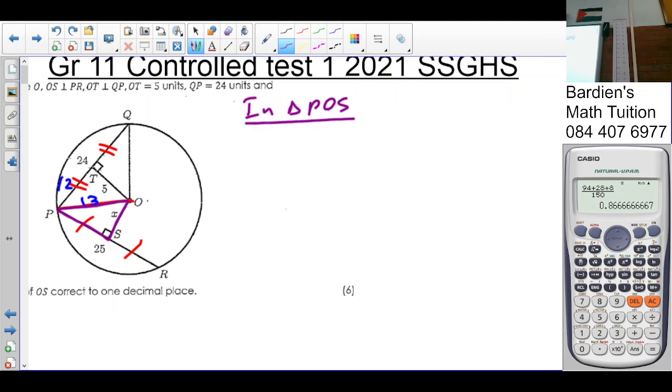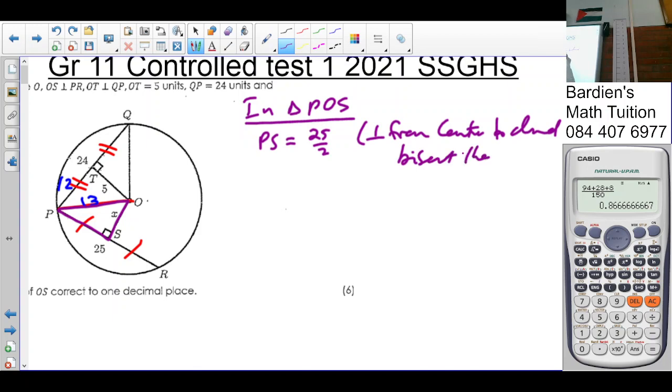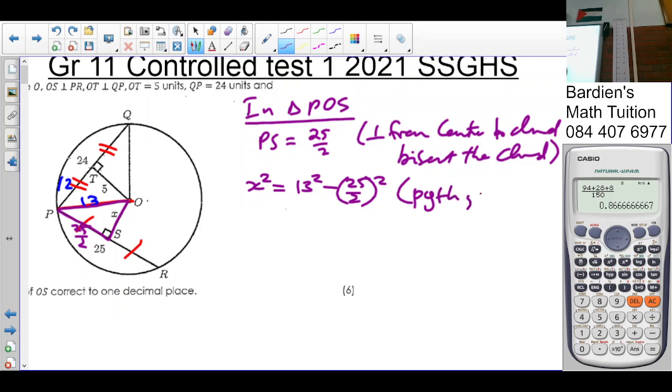we can now say that PS is equal to half of 25. Why? Perpendicular from center to chord bisects the chord. Okay, so that is 25 over 2. So we now have x squared is equal to 13 squared minus 25 over 2 squared. The reason is Pythagoras with angle PSO equals 90 degrees. Okay, that was given to us.